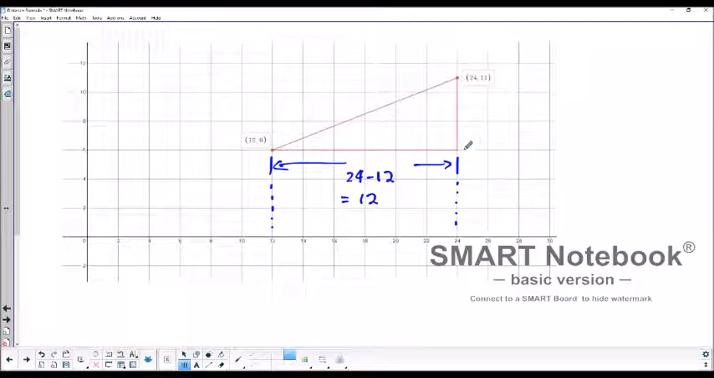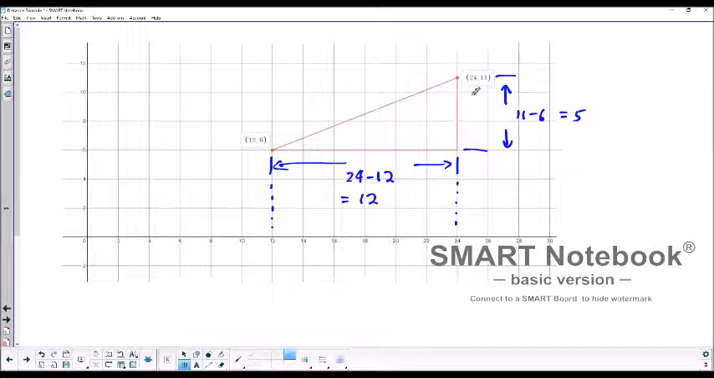Then I do the same thing for the rise. The y value here is 6, and the y value up here is 11. So I'm doing 11 minus 6, and that gives me 5 for that rise.